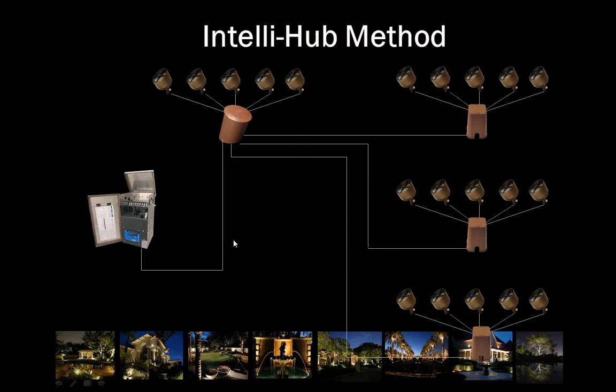Now, since the LED has really taken over and voltage drop in LED is minimized, we can now do an IntelliHub method, or essentially what we've done is taken a trunk hub and set that up here and then run satellite hubs off of the trunk hub. So I can plug 5 fixtures into here and then do the same. And what I've done now, I've taken 5, 10, 15, 20 lights and turned them back into one home run back to the transformer versus 4 different home runs back to the transformer.